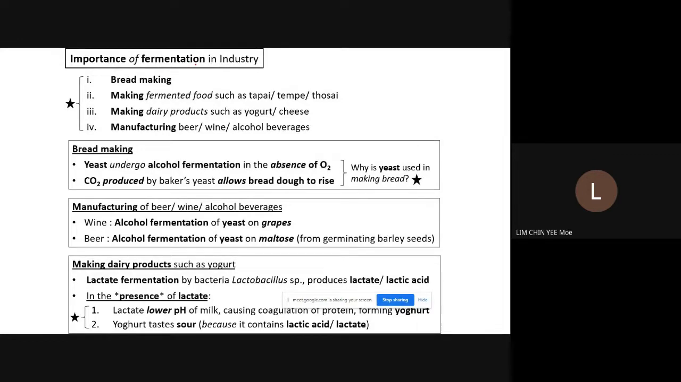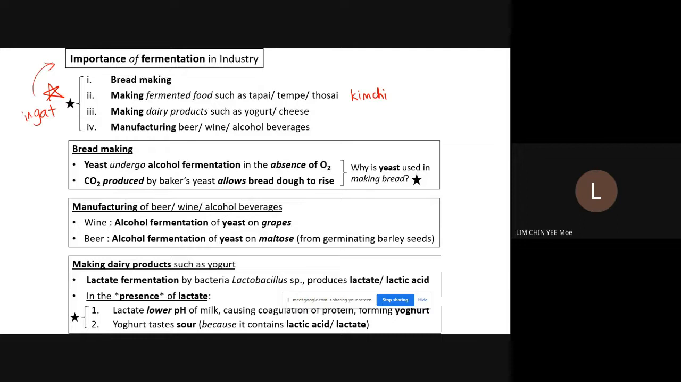Importance of fermentation in industry, you have to remember these examples, okay? They may ask you to give 2 importance of fermentation, give 3 importance of fermentation dalam structure. So you kena tahu macam mana, what are the importance. Bread making, fermented food such as tapai, tempeh, thosai, kimchi pun boleh. Okay, and then making dairy products such as yogurt, cheese, manufacturing beer, wine, alcohol beverages. And ini kena ingat lah, ingat contoh importance.